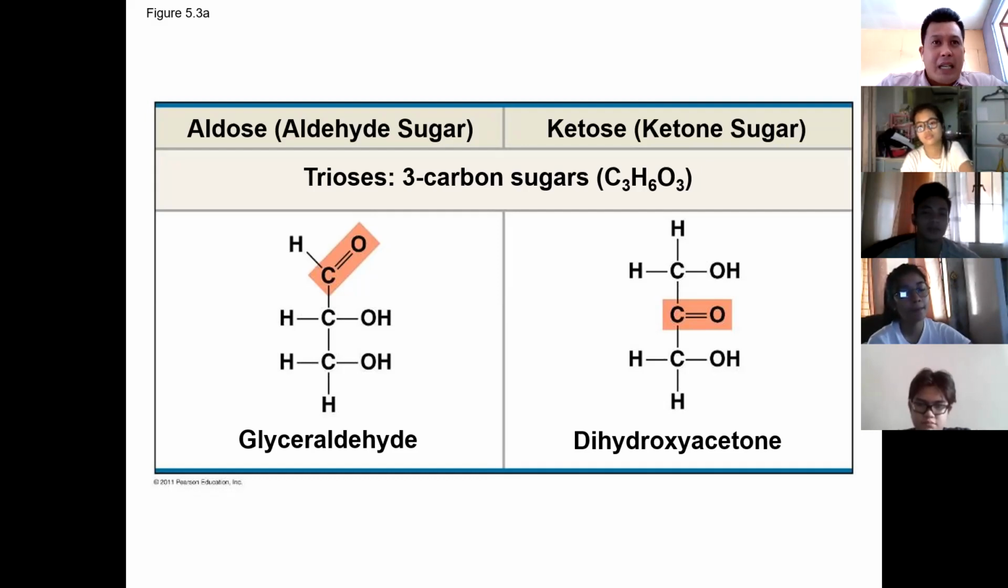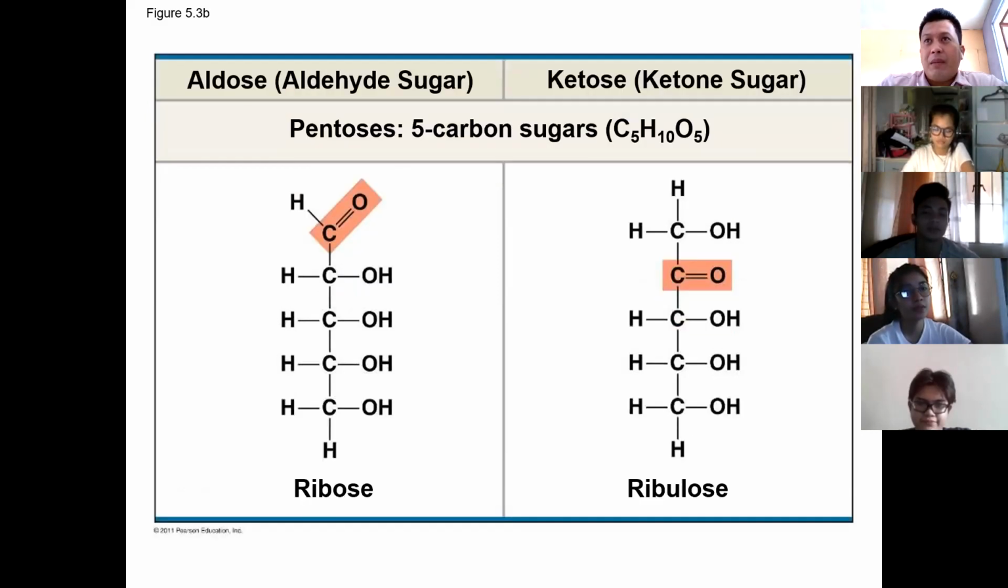But never mind with this one, class. No need to worry about this. Just an FYI, for a 5 carbon sugar, you have a ribose and a ribulose. No need to do as such, Miggy.